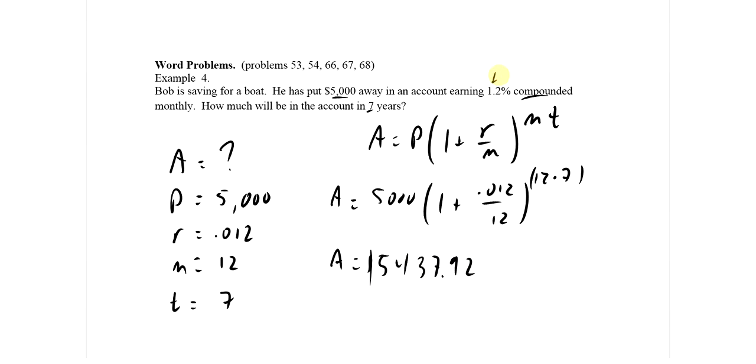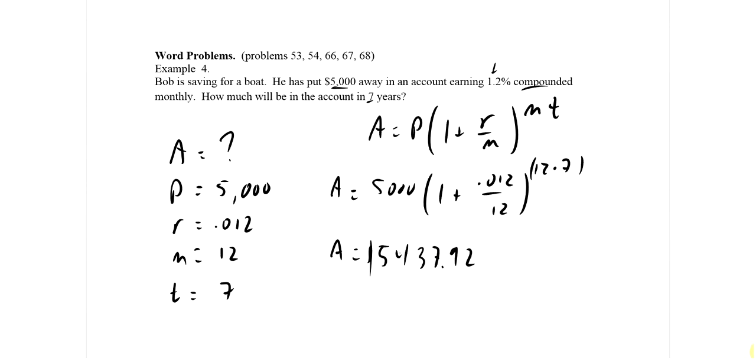1.2% is not a lot of interest, so over 7 years he only gets $437.92 in interest. So if you look at his account, there's the 5,000 he put in it. The excess over that is the interest. So we might as well just make that a little note.